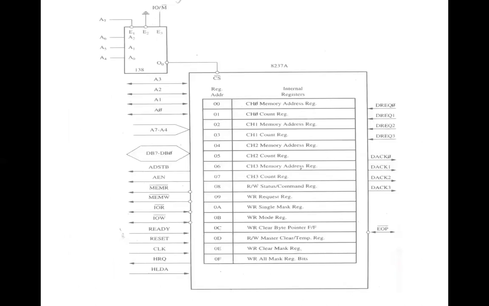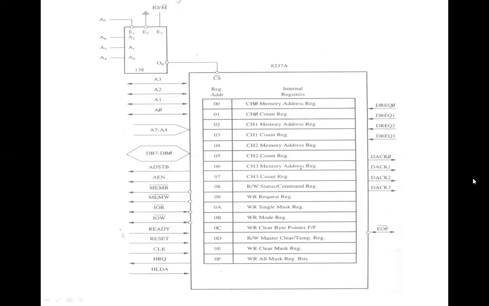This is the pin diagram of the 8237 showing many signals. There are certain pins which are used, as well as certain registers which are called the internal registers of the 8237, shown in this particular figure. It also shows the interfacing of the microprocessor unit using the 3-to-8 decoder. As I told you, this 8237 has 4 independent channels, named channel 0, channel 1, channel 2, and channel 3.